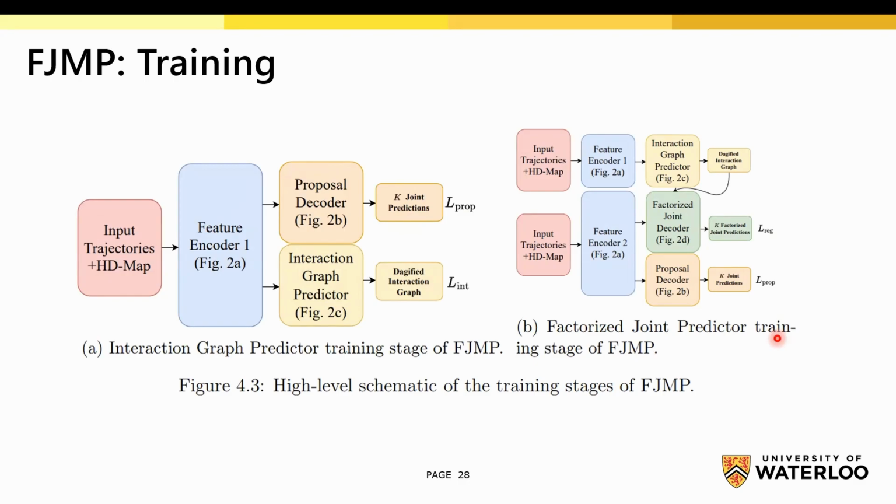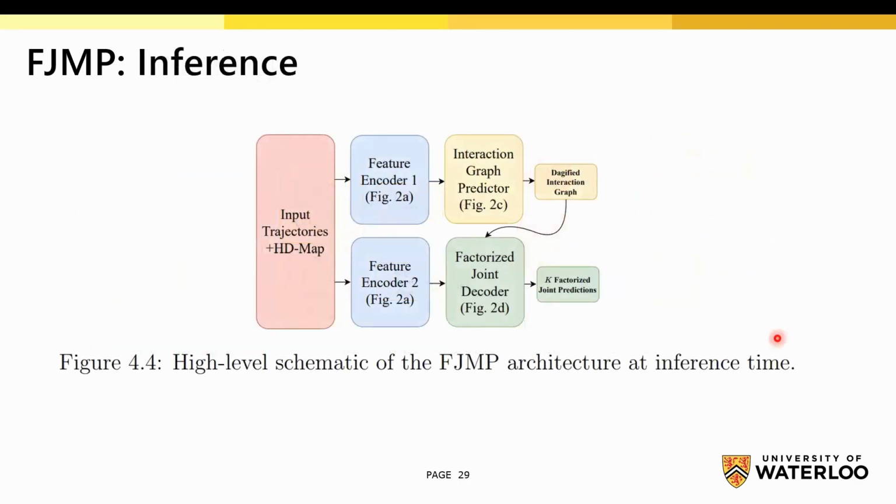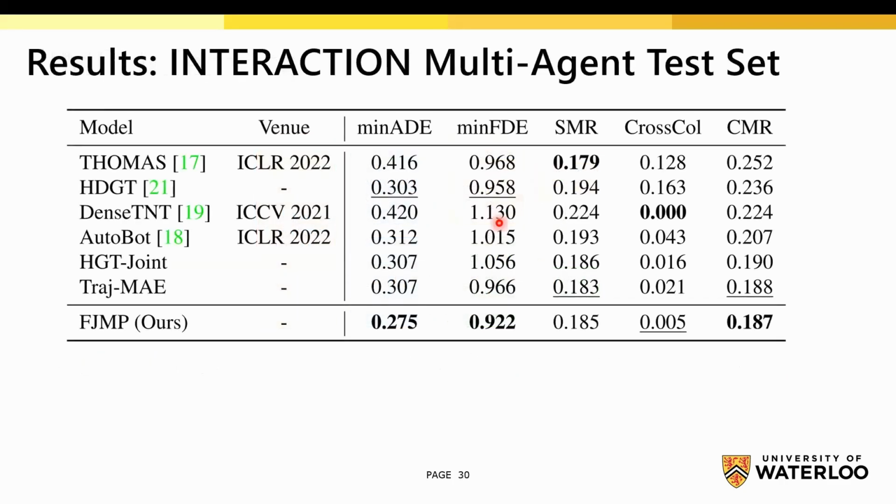And then at inference time, we discard all the proposal decoders, and we just use the interaction graph predictor and the trained factorized joint decoder. All right, so that's FJMP. Let's now look at how FJMP performs on the interaction multi-agent test set. So this was, at the time of publication, the only existing public benchmark for multi-agent joint prediction. And so on the left, we have the competing methods, and on the bottom, we have our proposed method, FJMP.